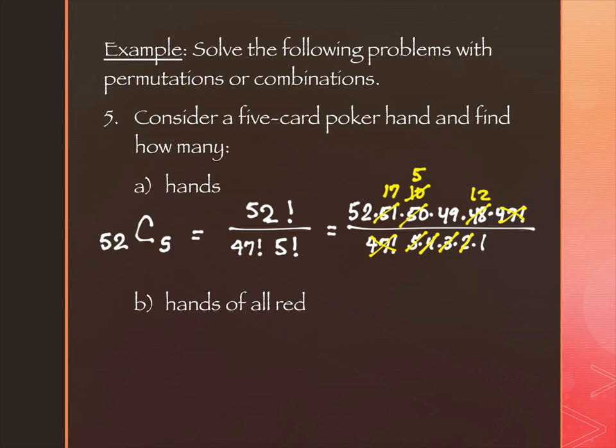All right, so remember, no matter how you decided to separate them out and do the division, you'll get the same answer if you've done the division properly. I have a 52, a 17, a 5, a 49, and a 12. What do you get if you multiply those values together? 2,598,960. It's almost 2.6 million, right?